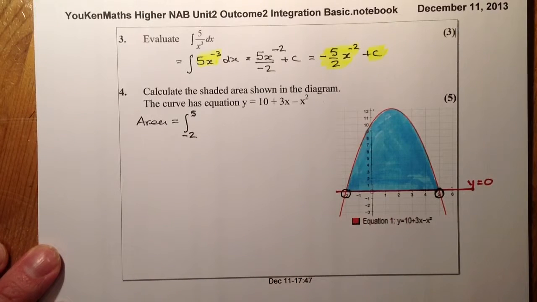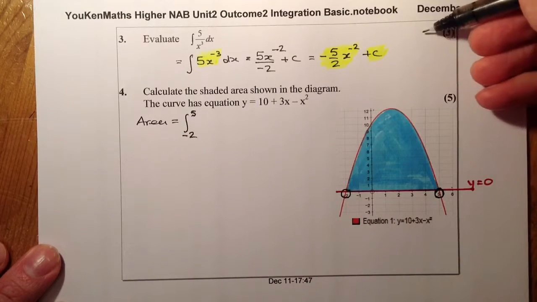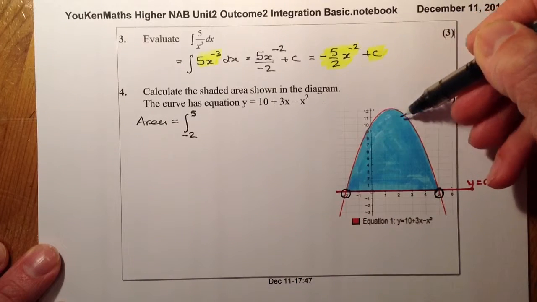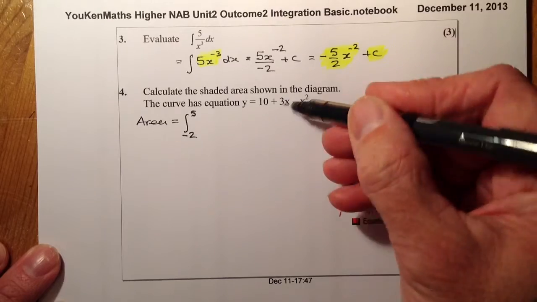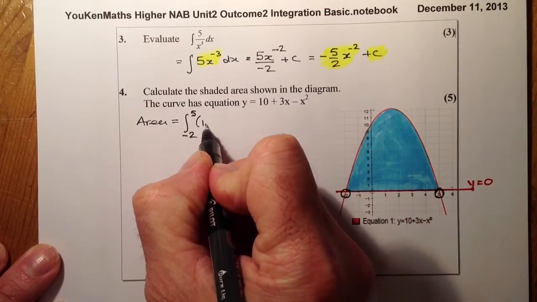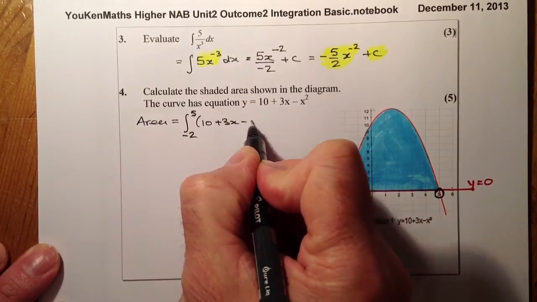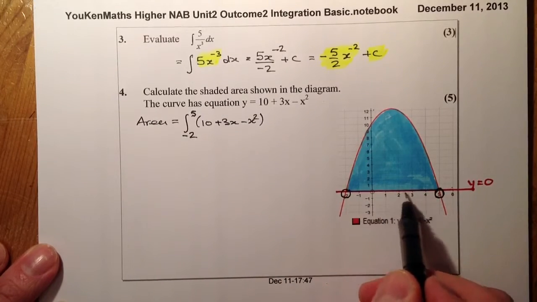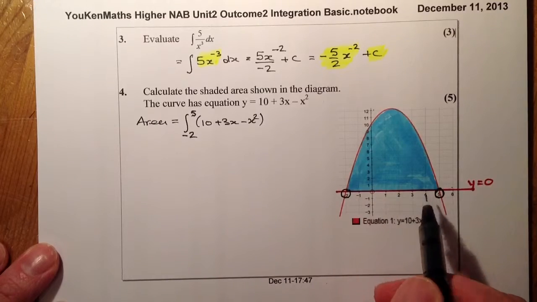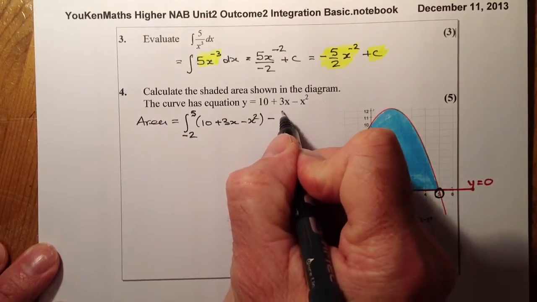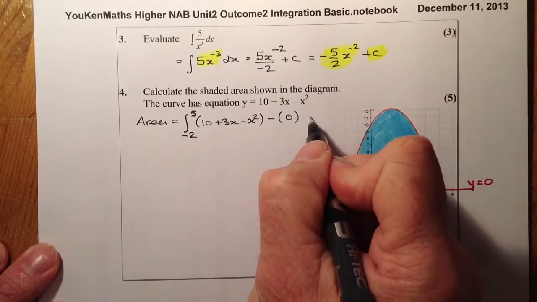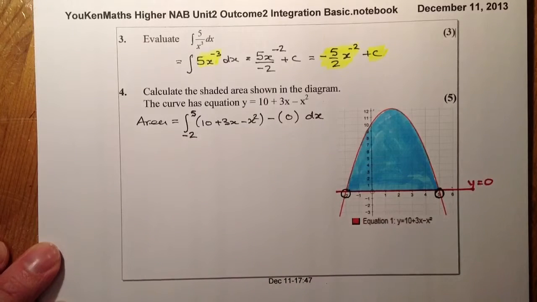Right, from there I'm going to look at what I'm going to integrate, and I'm always thinking about coming down from the top, and the bit that's holding the top of the area in is the equation of the curve. So what I'm going to write down first of all is 10 plus 3x minus x squared. And the bit that's holding it at the bottom, this one here sometimes doesn't have to be written in. I'm just going to write it in so that you can see what we're actually doing. And that was y equals 0, so that's the other equation there. And I'm just going to write dx, with respect to x, at the end.